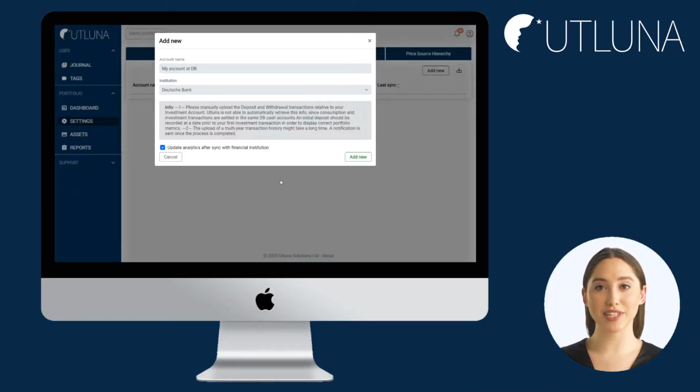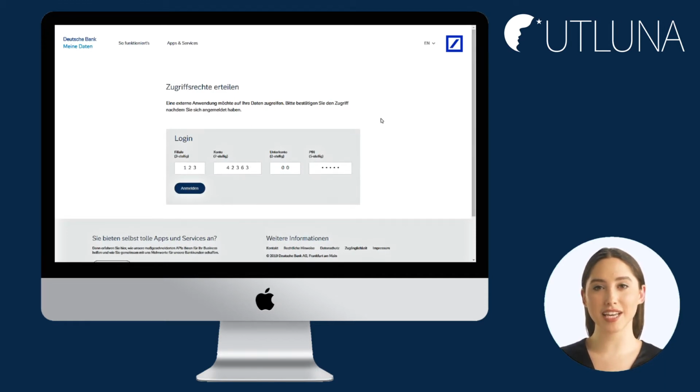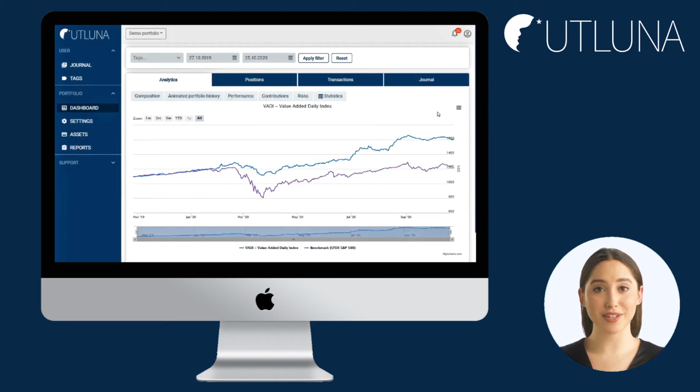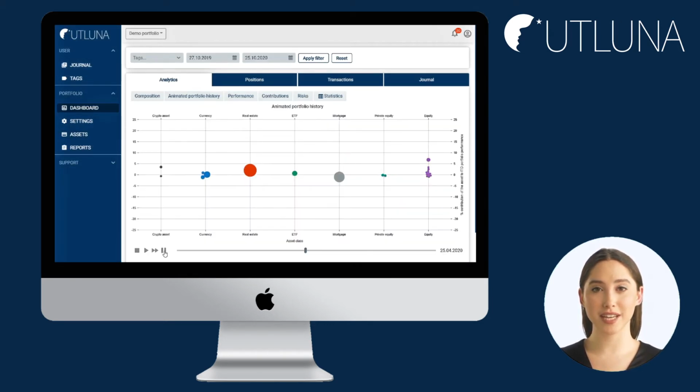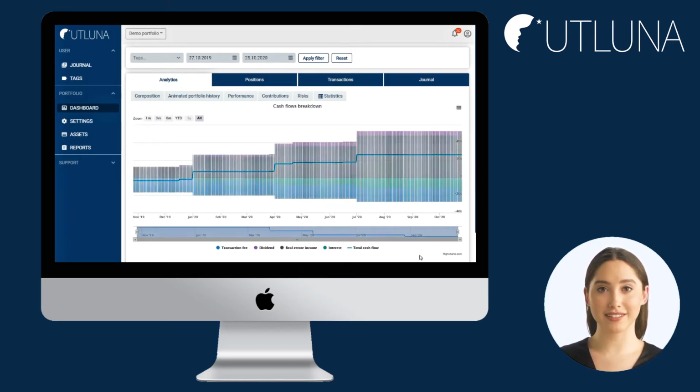Connect your different brokerage accounts so that you no longer waste time collecting and organizing data. Non-bankable assets are also seamlessly handled. Analytics are delivered in an intuitive format. They help understand what drives your performance and risks and monitor your cash flows, such as transaction fees, dividends, etc.